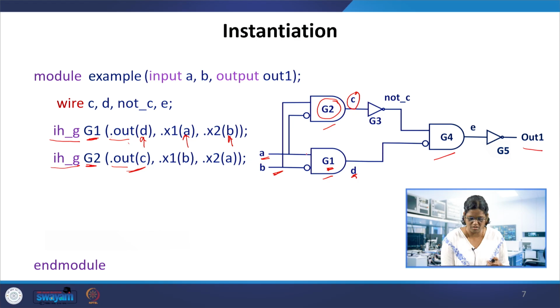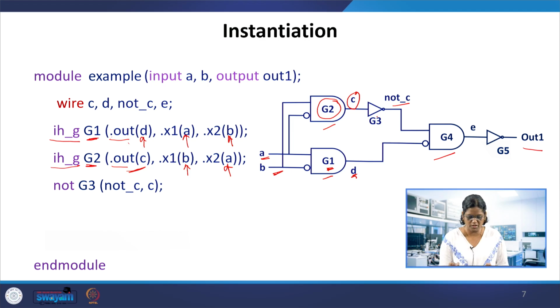In this case, the first input is A, it is mapped to A, whereas in the second gate the first input is mapped to B. Then dot x2, the second input, which is the inverted input, is A. So now A is given here for this inverted input. This is the second time we have instantiated it, and then we instantiate gate not C, that is G3. This is not C, and the input is C here.